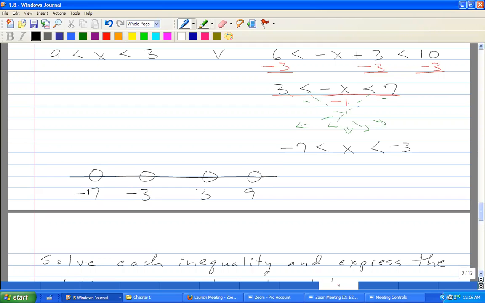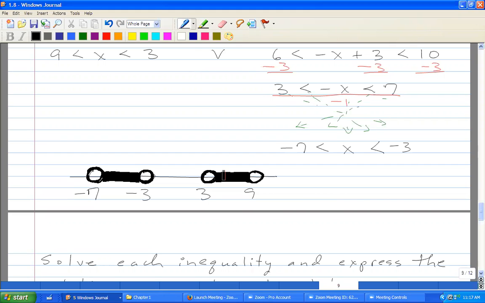So I have that x is between -7 and -3, or x is between these. So either it's this one or that one.